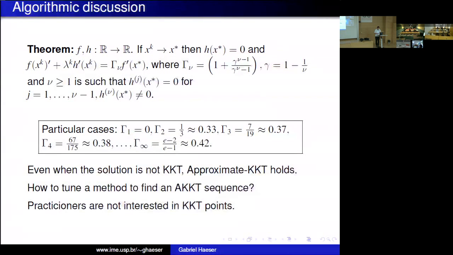We are able to prove this result. xk converges to a feasible point. xk converges to x star. If xk converges to x star, then this is feasible, and the Lagrange condition converges to this value. It's not 0 in general. This value is something like this. It depends on the derivatives of the constraint at the solution x star.